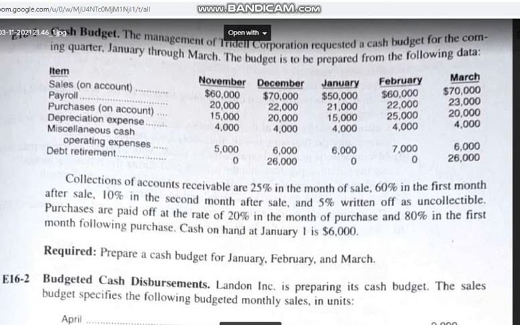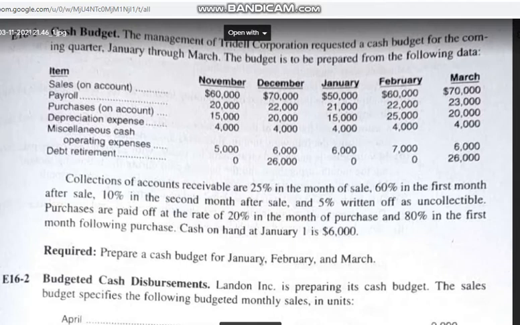So we're going to answer the first exercise that I've posted, which is on cash budget. So let's read this one out. The management of Tridel Corporation requested a cash budget for the coming quarter, January through March. The budget is to be prepared from the following data.